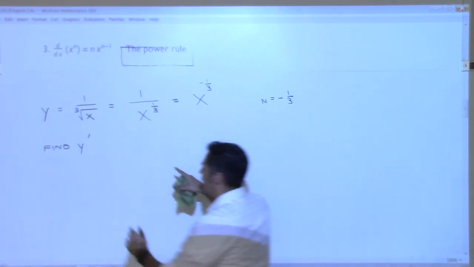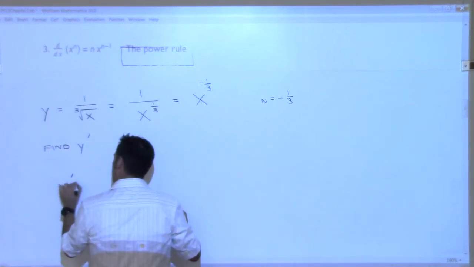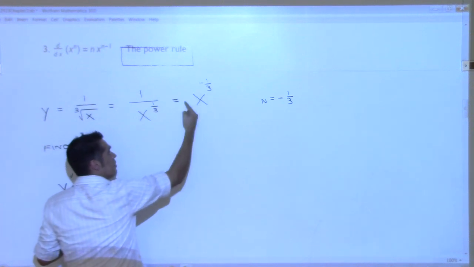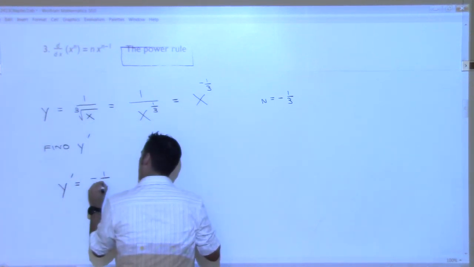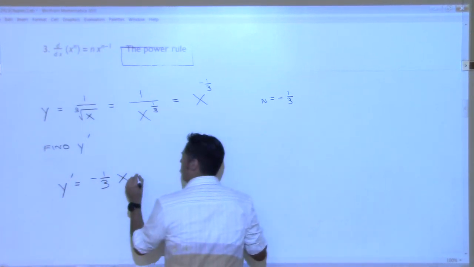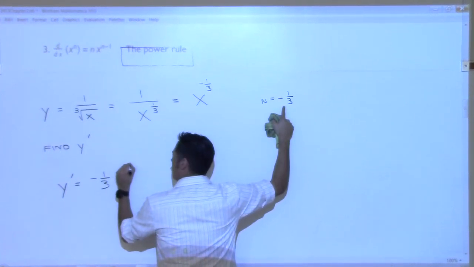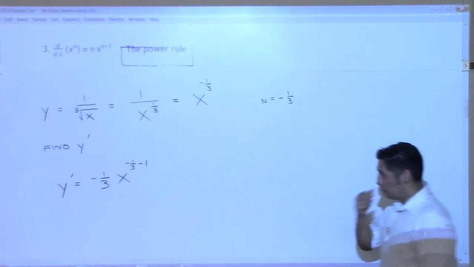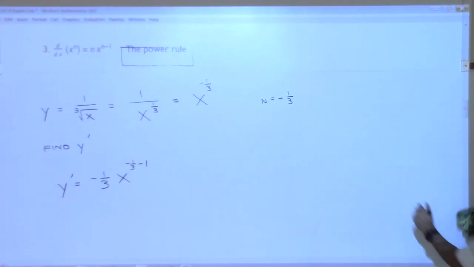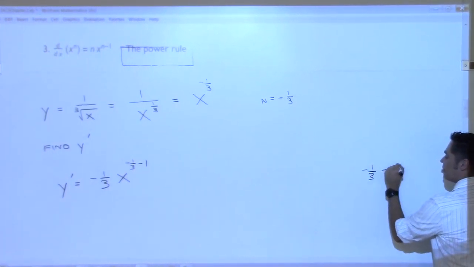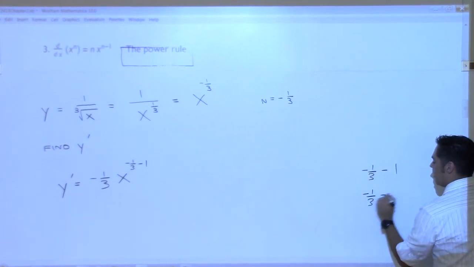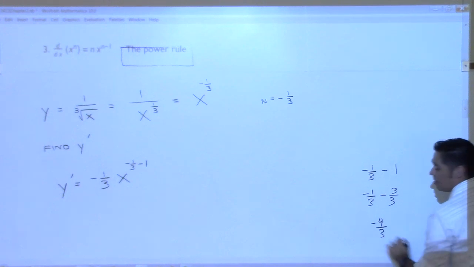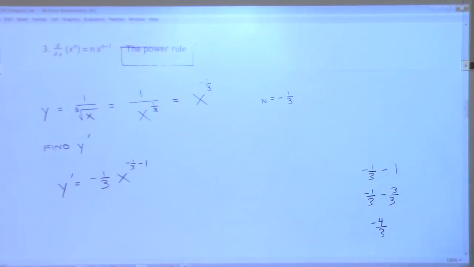So the derivative of this is going to be, the negative 1/3 comes out, right? Negative 1/3 comes out. X to the, now be real careful here, you have to take the n, which is negative 1/3, and you have to subtract from it 1. So you have to get a common denominator there, right? Negative 1/3 minus 1 is the same as negative 1/3 minus 3 over 3, which is the same as negative 4 over 3. So that's negative 4/3.